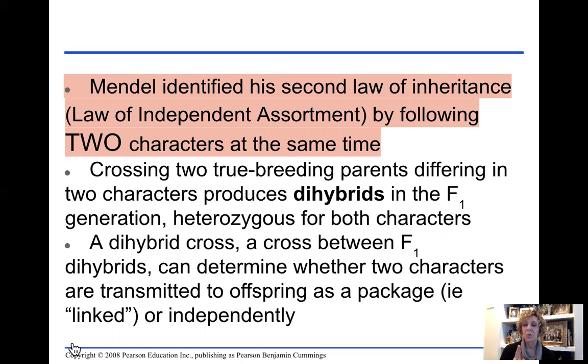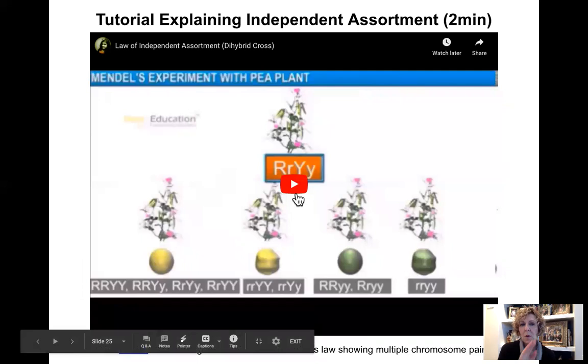And again, he was lucky, right? That all of these characteristics that he was looking at were determined by individual chromosomes in a pea plant. Otherwise, he wouldn't have got these, right? If they're linked, then they're not going to have the same result. So here's a little short 2-minute video to review this for you.